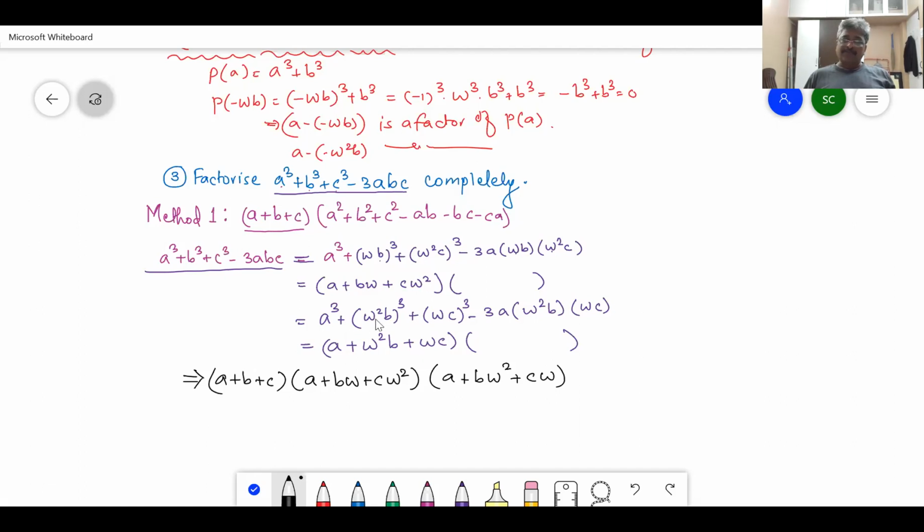Similarly, if you just flip the coefficients, omega square with b and omega with c, you will end up getting the third factor. And we get three linear factors, and we got it without actually multiplying. Okay? Any questions?